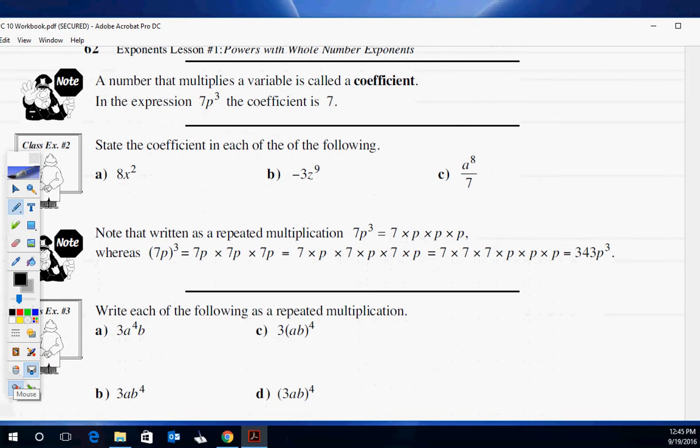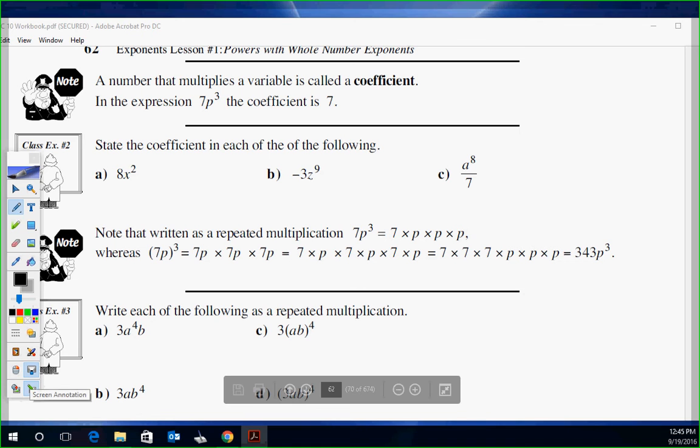A number that multiplies a variable is called a coefficient. So 7p cubed, the coefficient is 7, so it's the multiple. So quickly doing these ones. Ollie, what's the coefficient here? 8. Good. Hannah? Good. Tricky one.